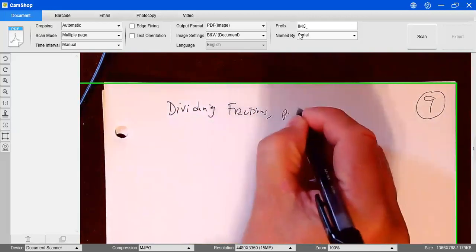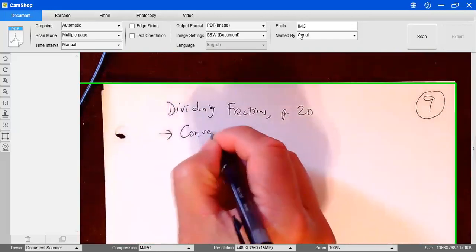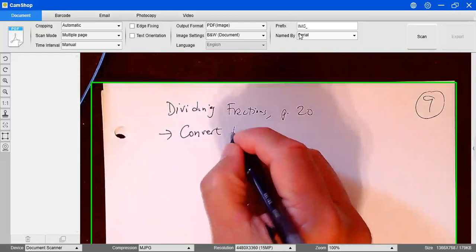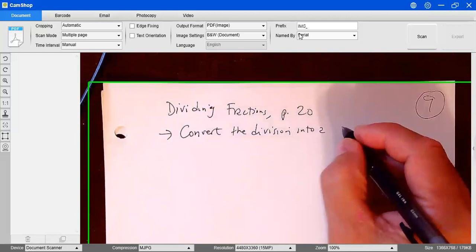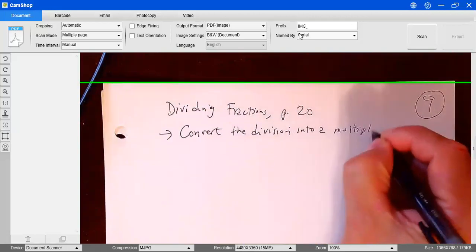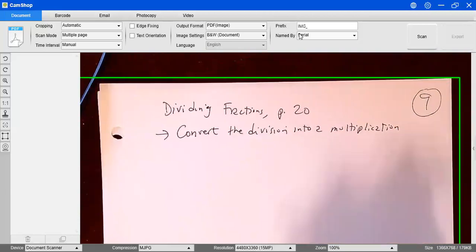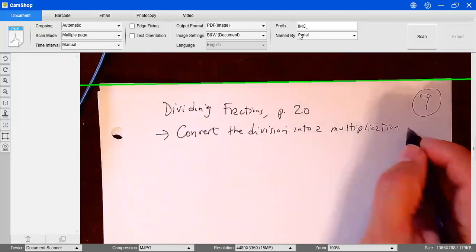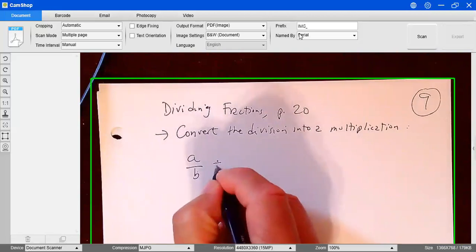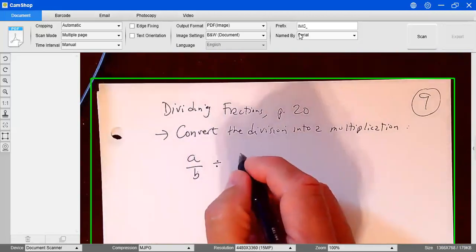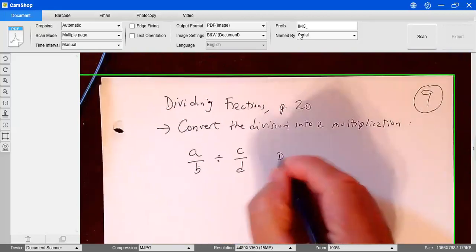So this is on page 20. So what is the procedure? You're just gonna convert the division into a multiplication. And then you proceed with the steps that we mentioned in the previous part. So we're gonna convert the division into a multiplication. So you have A over B, that's my first fraction, and we're gonna divide this fraction by the second fraction, which is C over D.